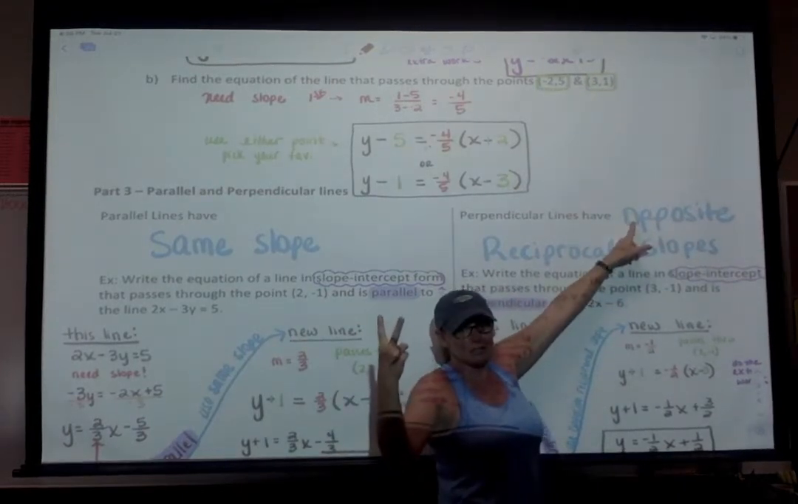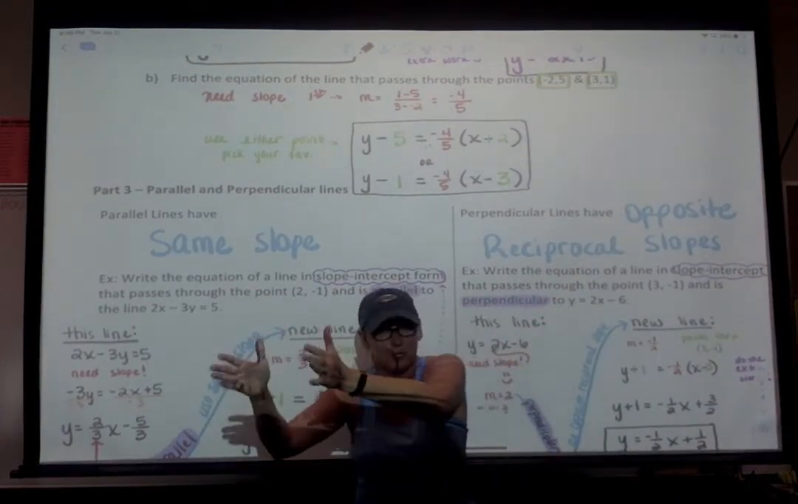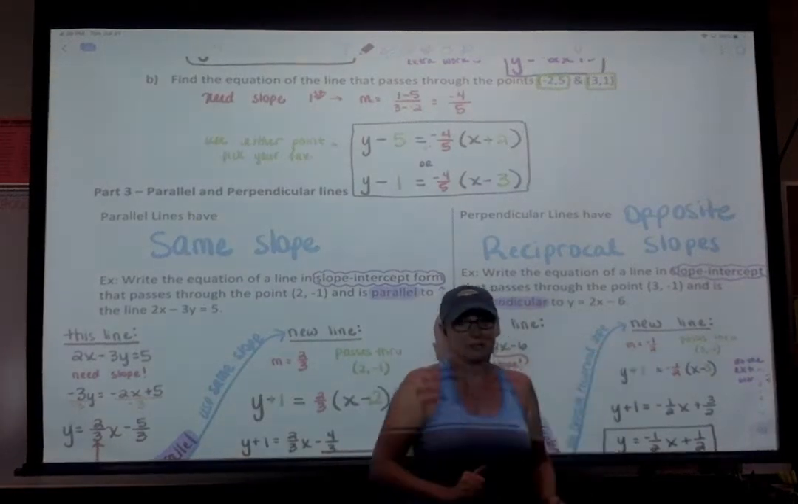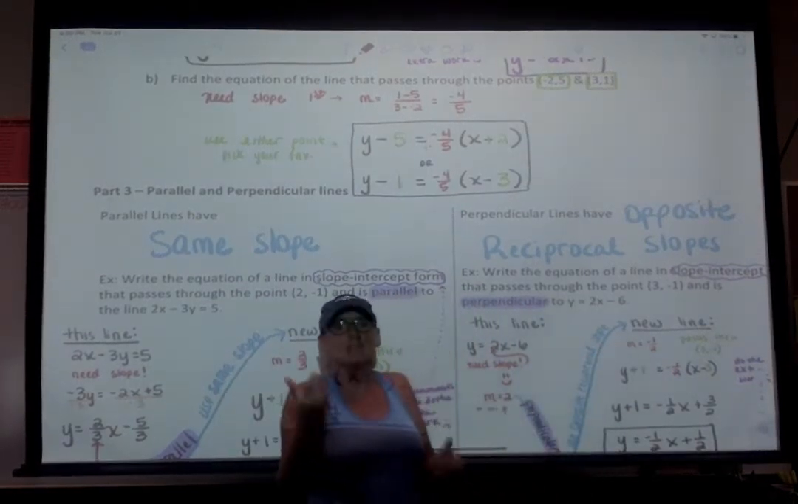2, that means they're different in 2 ways. Opposite means one slope is positive, one slope is negative. That's technically the definition of opposite.